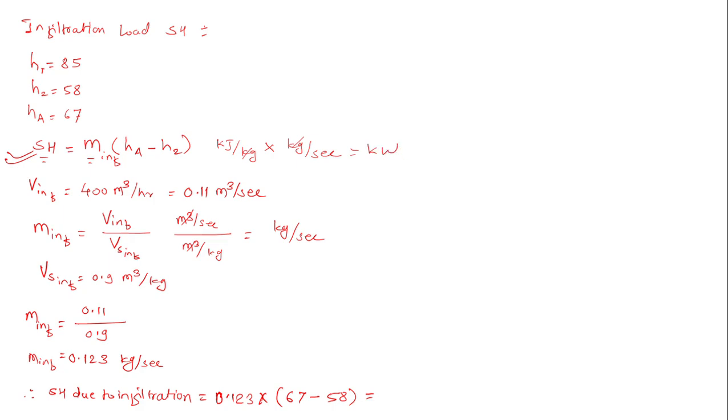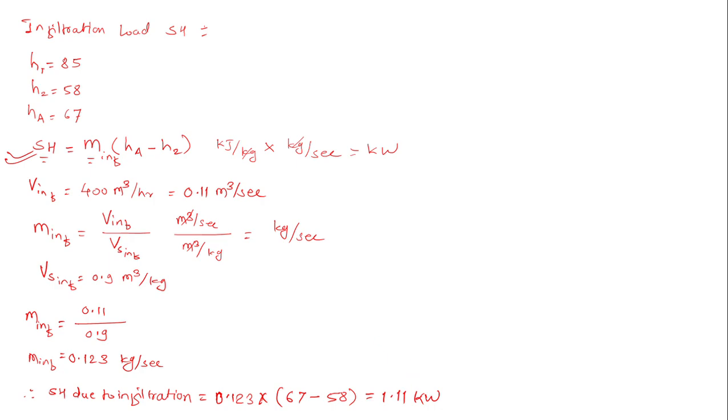So fine, you can have the multiplication over here. So 0.123 into 67 minus 58, that is 1.11. The answer is 1.11 kilowatt. This is the sensible heat due to infiltration.